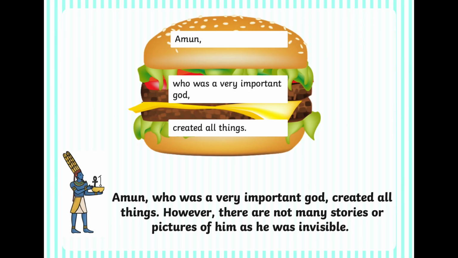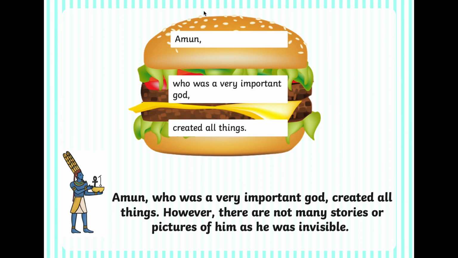Here we have our first piece of information about the Egyptian god Amun. It said, Amun, who was a very important god, created all things. However, there are not many stories or pictures of him as he was invisible. I've read that piece of information and I've retrieved the important fact from it, which is a relative clause. Amun, who was a very important god, created all things. Who was a very important god is the relative clause, so I've put it in the middle of our burger as the juicy filling. Amun and created all things is the main clause, that's the bun that goes around the juicy filling, the relative clause.